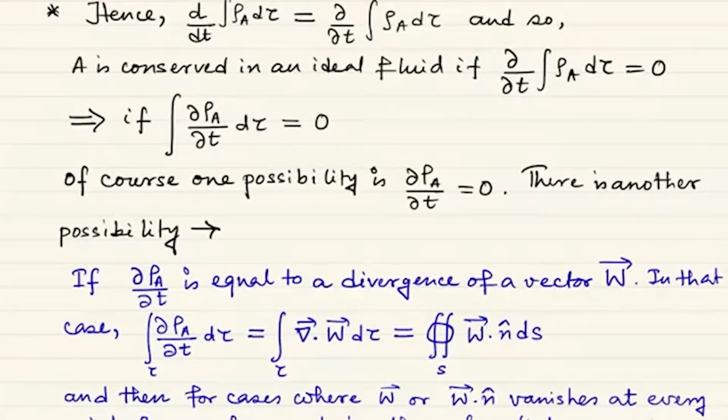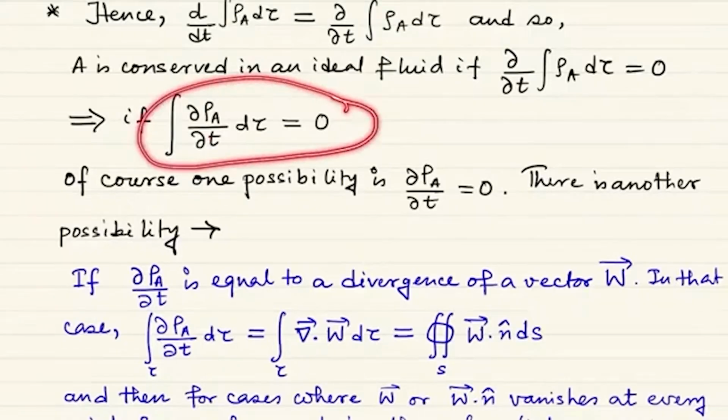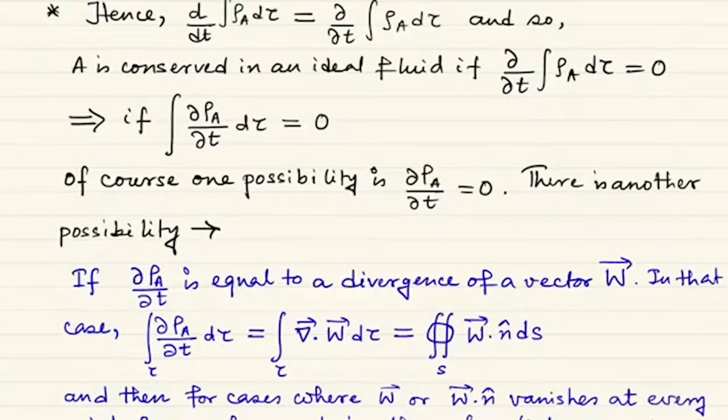Of course, one possibility is that if this is 0, then this ∂/∂t will be commuting with dτ, because this is a space operator, space integration, and this is an explicit time dependence derivative, that means partial time derivative, so they will commute. So you will see that ∂/∂t will enter, and you will have this one should be equal to 0 if A is conserved. So there are two possibilities. One possibility is that ∂ρ_A/∂t is 0.